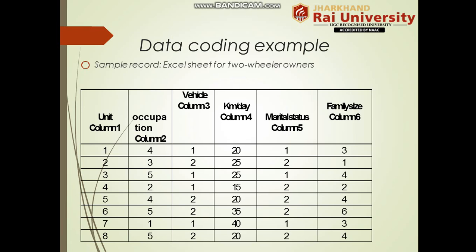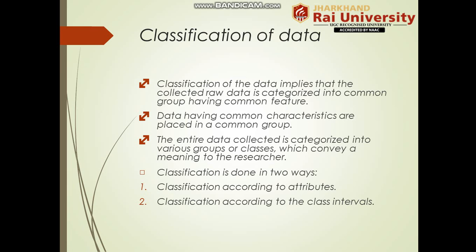So this is an example of data coding. We can see that there is unit in column 1, occupation in column 2, vehicle in column 3, kilometers per day in column 4, marital status in column 5, and family size in column 6. So these are the sample records, or we can say the Excel sheet, for two-wheeler owners. So the data are matched and accordingly they are classified.